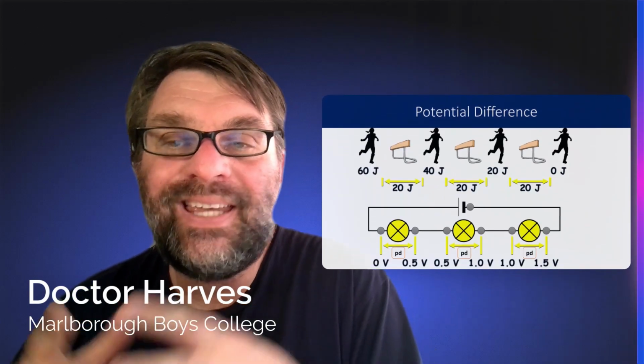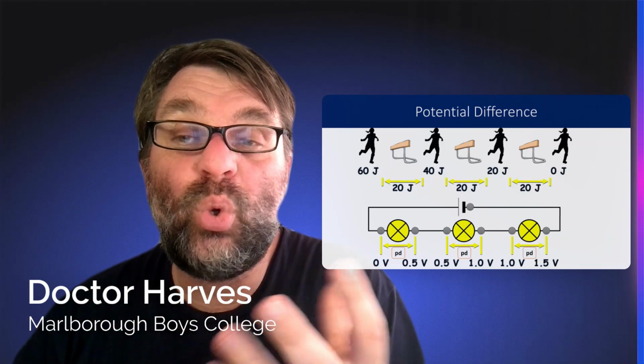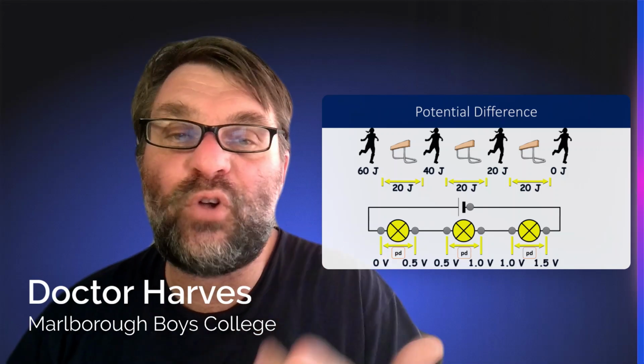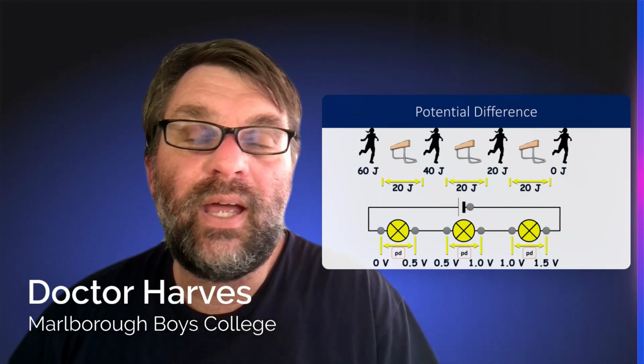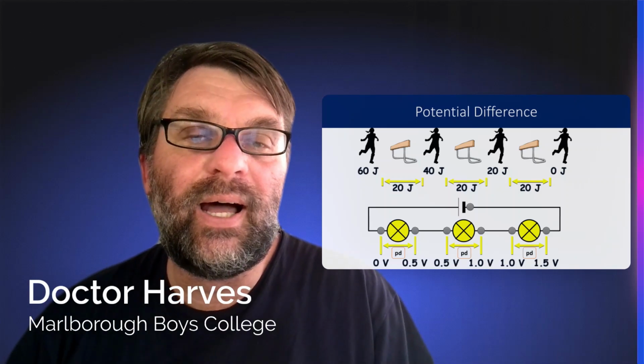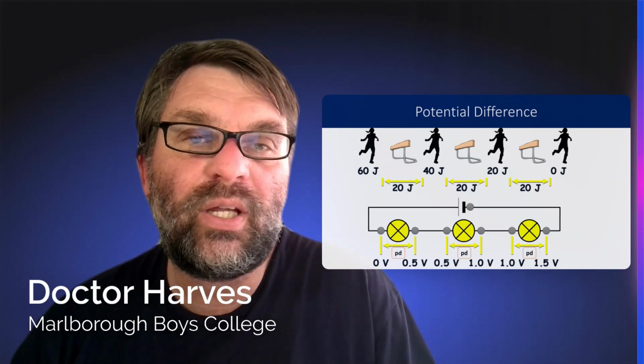So the electron collects 1.5 joules per coulomb of electrical potential energy. Then it moves around, it hits the first lamp, it then gets that transferred, the electrical potential energy, into light energy, and then it now has 1 volt worth of electrical potential energy.